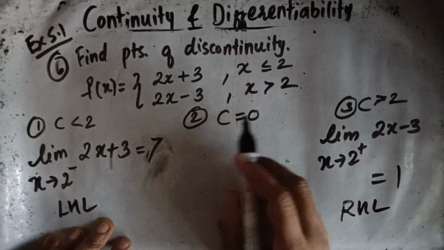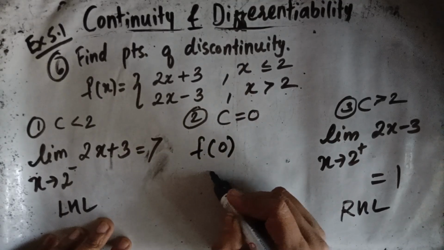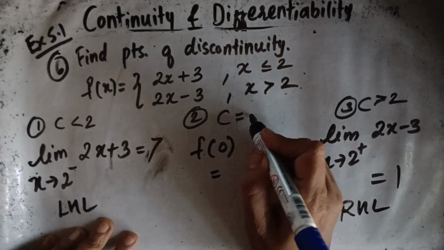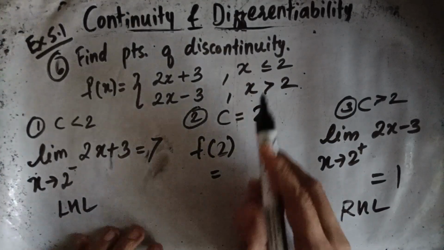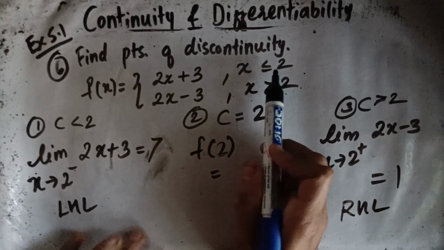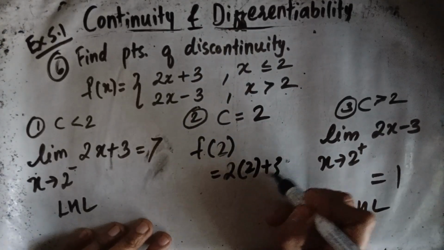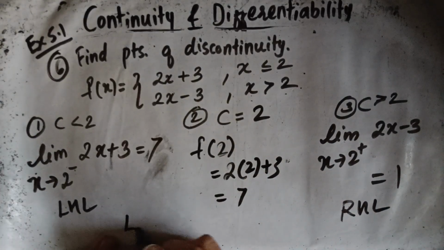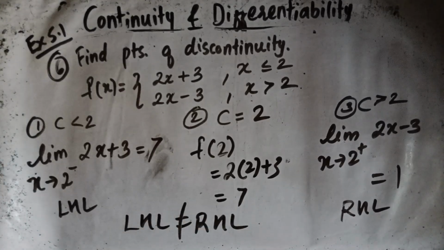What about c equal to 0? Sorry, this is 2, not 0. At that point we have to find the limit. For that you have to take this function, because here it is given x equal to 2. So here your left hand limit is not equal to the right hand limit, so the function is not continuous at x equal to 2.